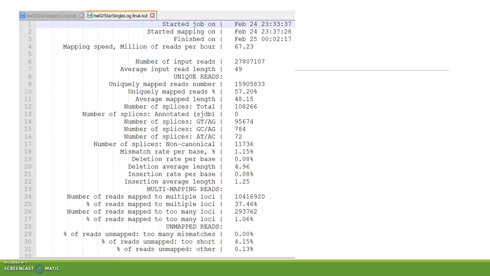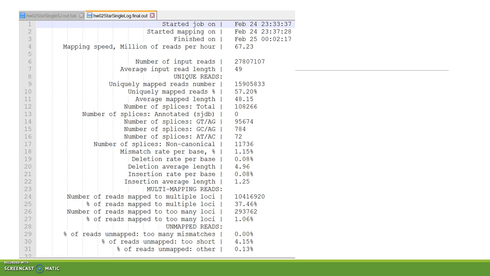And we also have the number of splices total, and the number of splices annotated is 0 because I didn't supply an annotation file when I ran the STAR command. However, I do have the number of splices that are non-annotated. And we also have mismatch rate per base, and deletion rates and insertion rates.